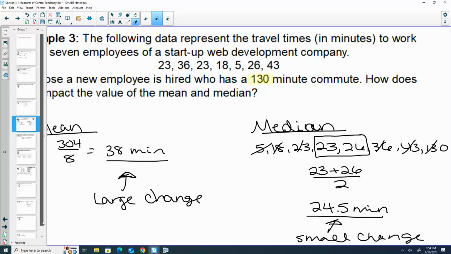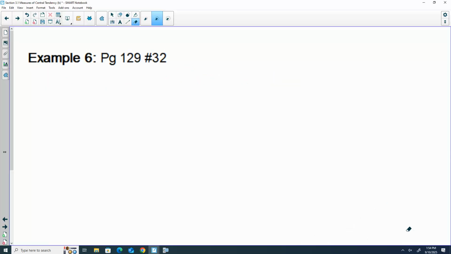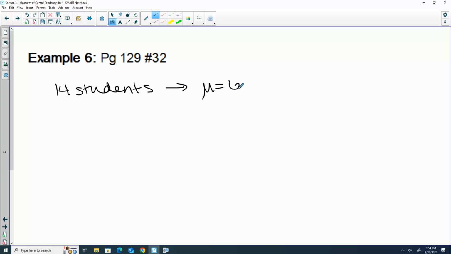All right. Last problem of the day, I'm actually going to pull an example from the textbook. So if you would, open up to page 129, problem 32. Mr. Zuro finds the mean height of all 14 students in his statistics class to be 68 inches. Okay, so we had 14 students. My mean was 68. Just as Mr. Zuro finishes his explanation of how to get the mean, Danielle walks in late. Danielle is 65 inches tall. What is the mean height of the 15 students in the class?